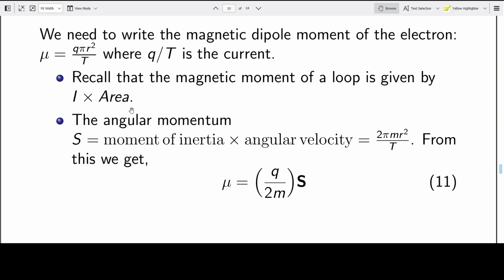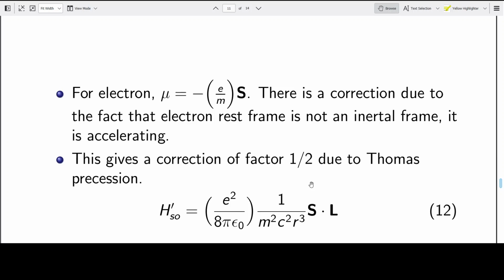Combining these two equations, we get mu is equal to q by 2m times S. For electron, charge is minus e, so it is minus e over m times S. There is a correction due to the fact that the electron rest frame is not an inertial frame. It is accelerating. This correction is a factor of half. Including this factor of half, the spin orbit interaction Hamiltonian H prime SO becomes e square by 8 pi epsilon naught times 1 over m square c square r cube times S dot L.